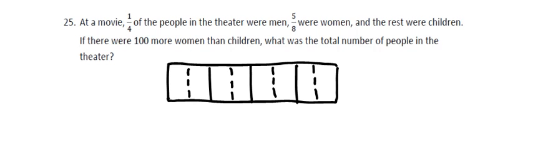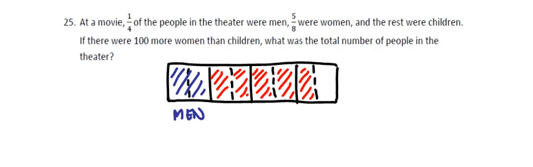Alright, well, we know that 1/4 of the people in the theater were men. So we mark off a quarter of the people in the theater, and then 5/8 were women. That would be 1, 2/8, 3/8, 4/8, and 5/8. And that's the number of women. And the rest are children. So the green area would represent the children.